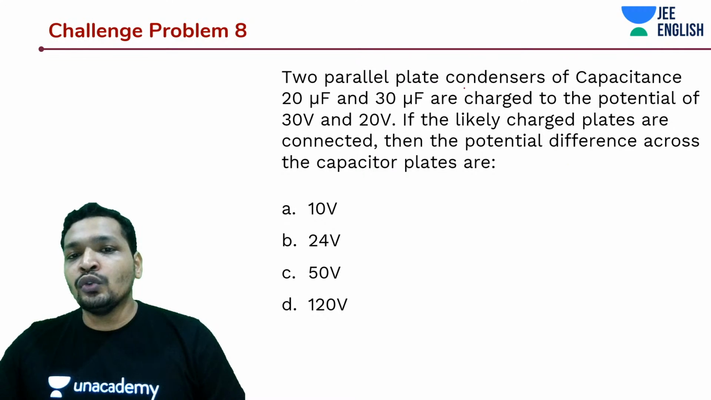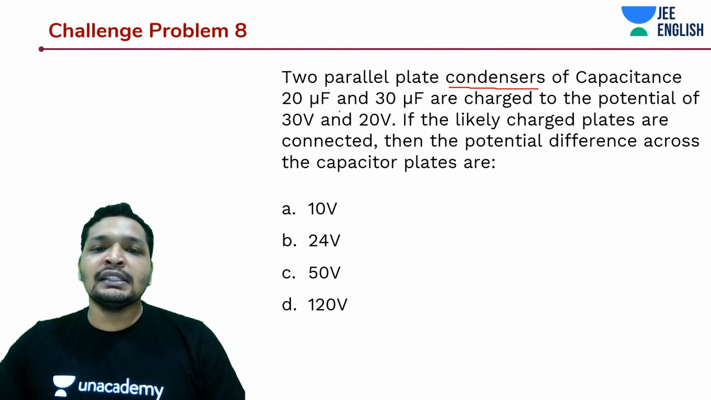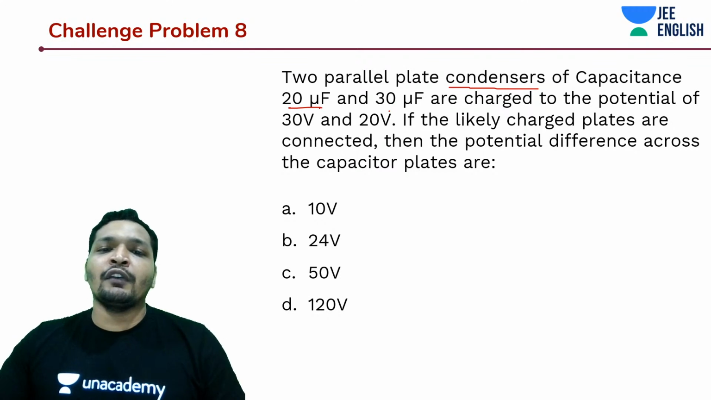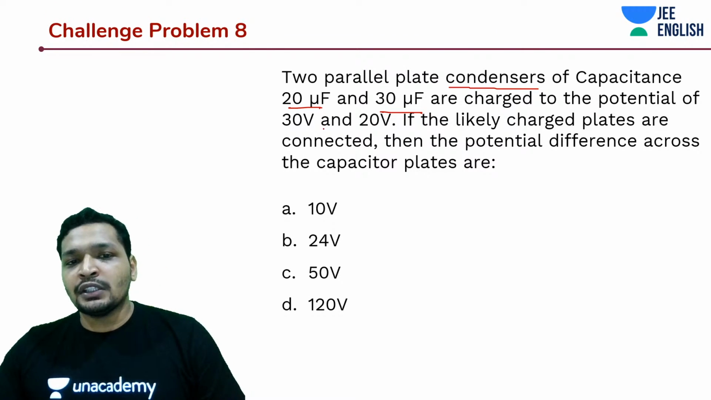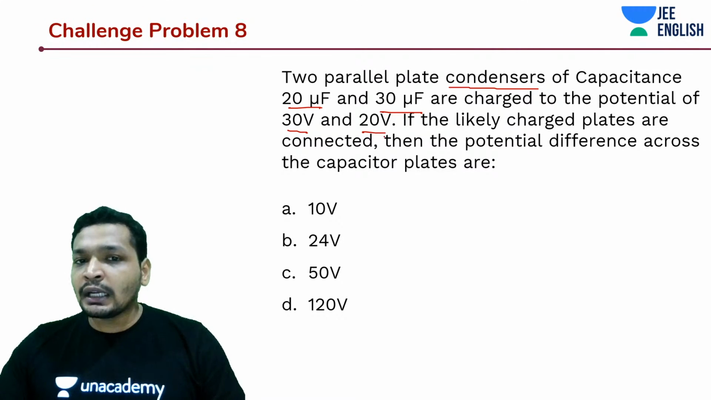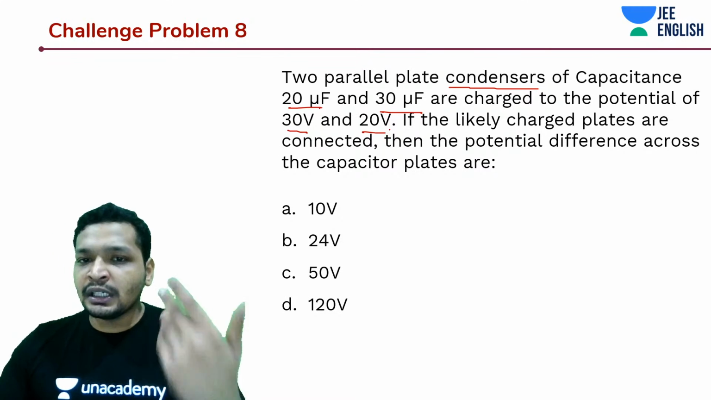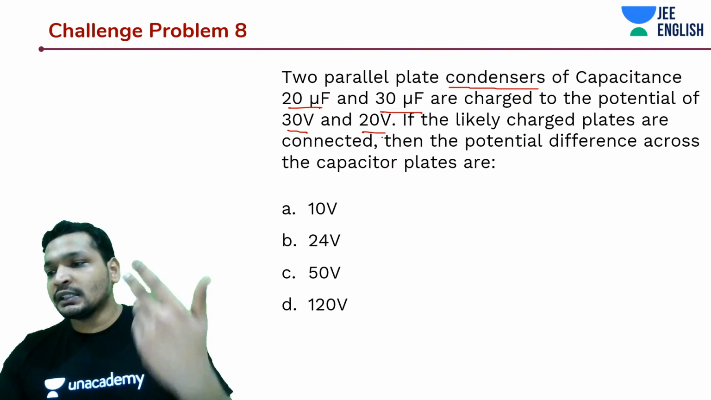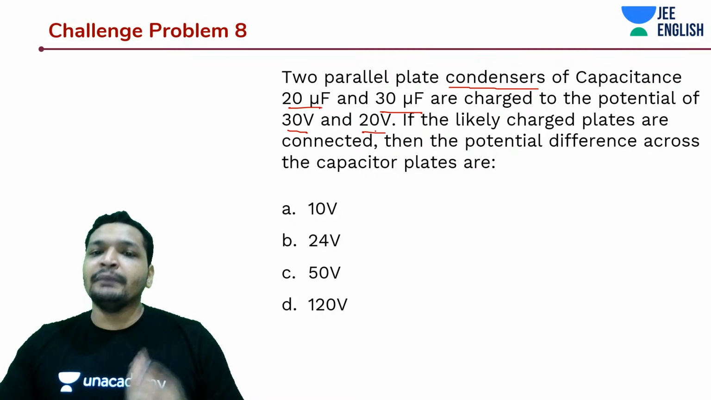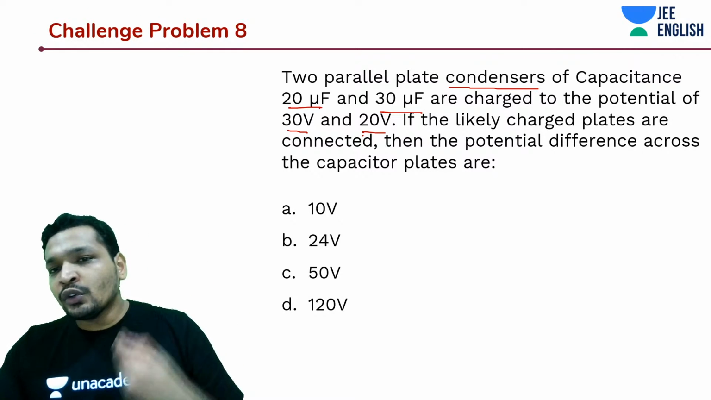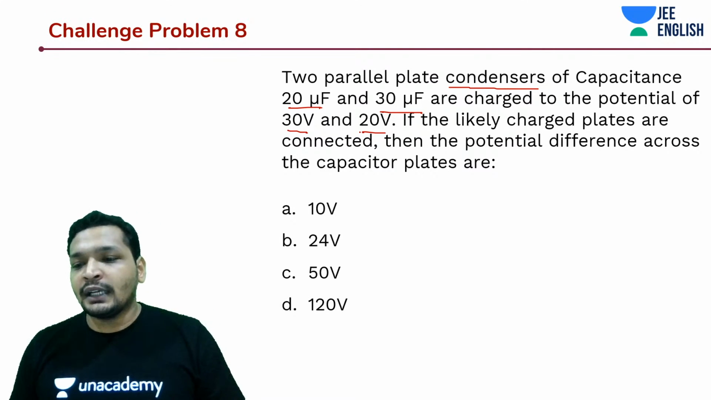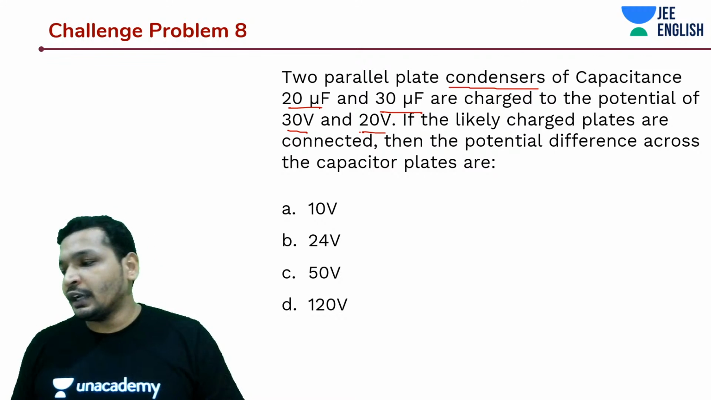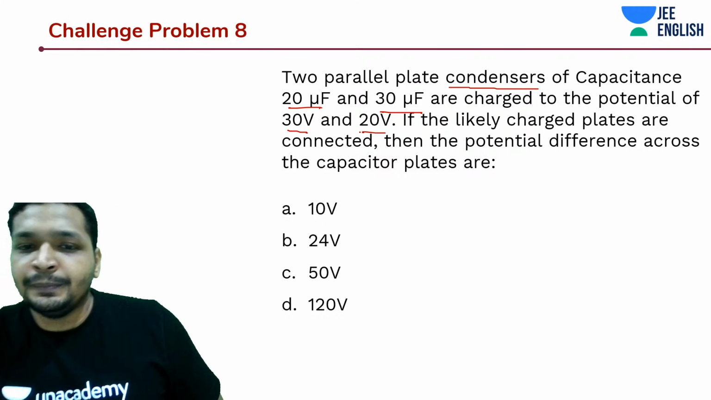Two parallel plate condensers of capacitance 20 microfarad and 30 microfarad are charged to the potentials 30 volts and 20 volts. The like charges are connected. Then what is the potential difference across the plates? Take your time, think about it. What you are trying to do here is equate the potential on the plates. Draw the diagram. It can take a couple of minutes. Just draw the diagram and try to come up with the answer.